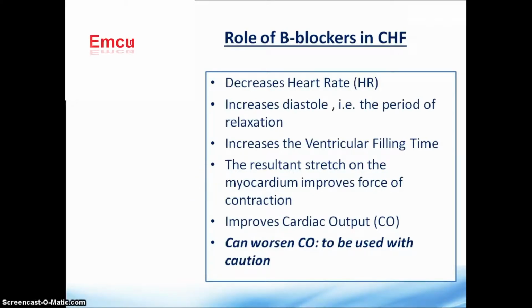Well, we need to continue with the role of beta blockers in the management of congestive heart failure. What is the mechanism of action and how do they act? That is important for us to understand. First of all, what exactly the beta blockers do in patients with congestive heart failure is that they reduce or decrease the heart rate.